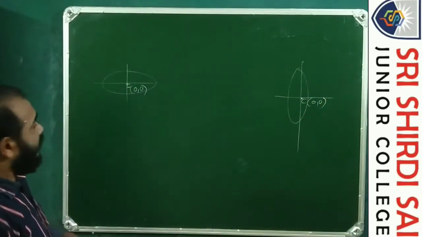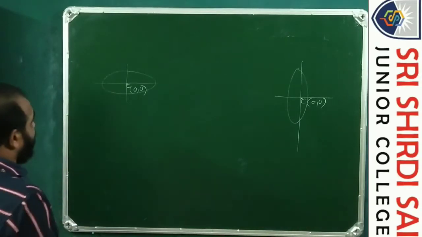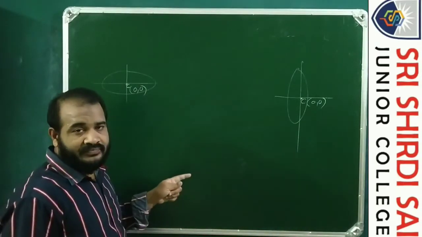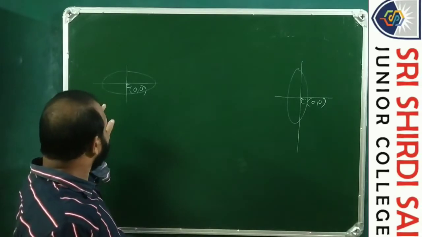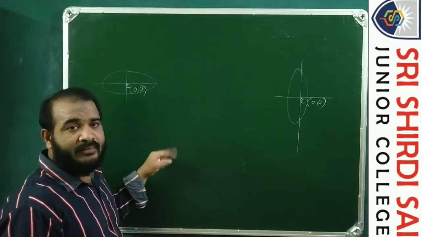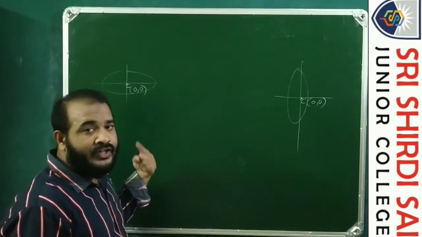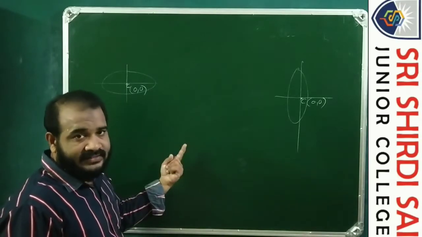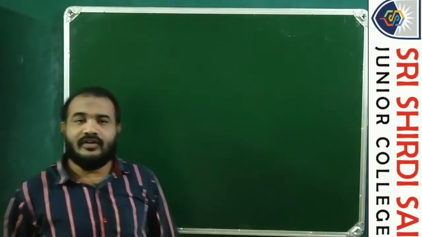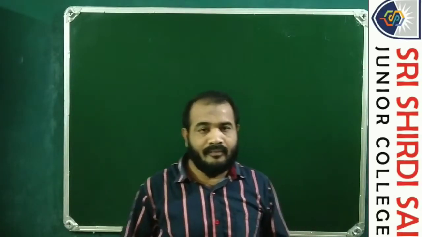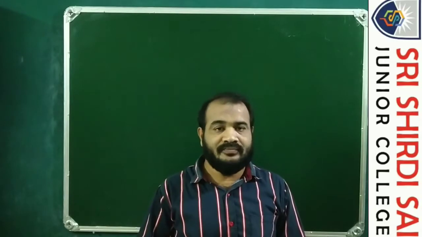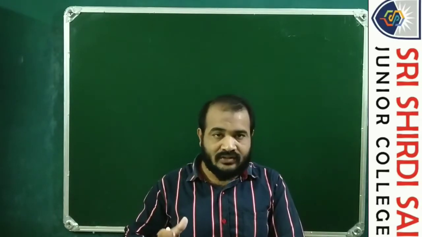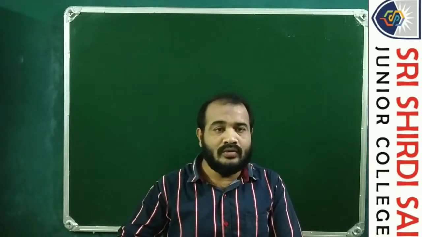So, now, what if the center of the ellipse is not at the origin? What if the center is shifted to some other point other than the origin without changing the actual direction of the coordinate axis? If we transform the axis, then what if the center of the ellipse is not at the origin? So if the center of the ellipse is shifted to other than the origin, that means it is subjected to transformation of axis.